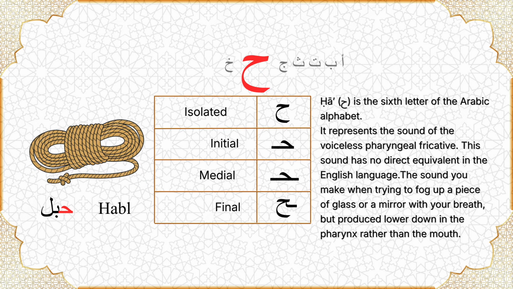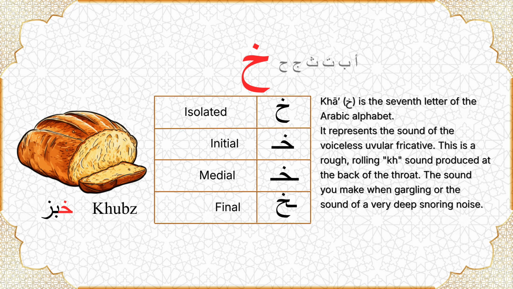Jeem has a brother with the same shape but no dots. This is the letter ha. This letter represents a sharp, clean sound from the throat. Imagine the sound of a breathy exhale. The image displayed is a rope, habl. The last letter for today is kha. It has the same shape as Jeem and Ha, but it carries one dot on top. This makes a heavy sound from the back of the throat. The example image is bread, known as khubz in Arabic.